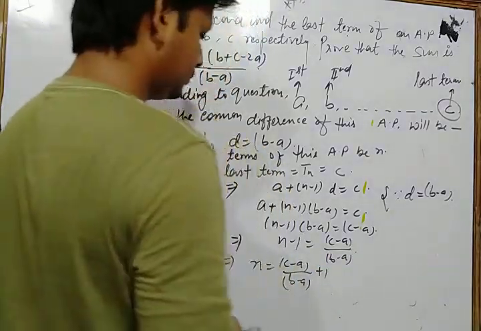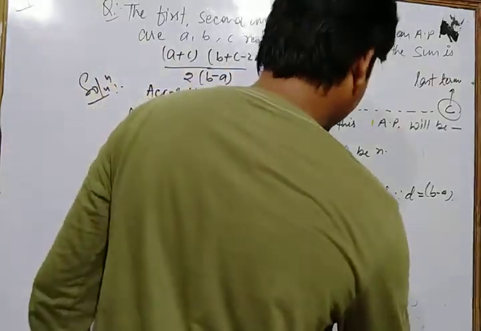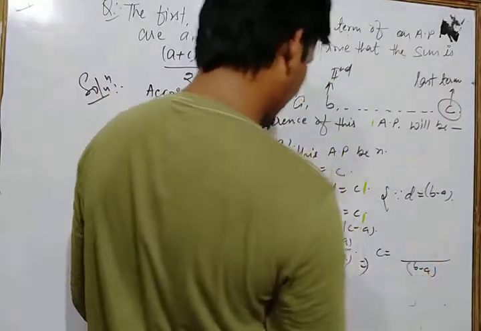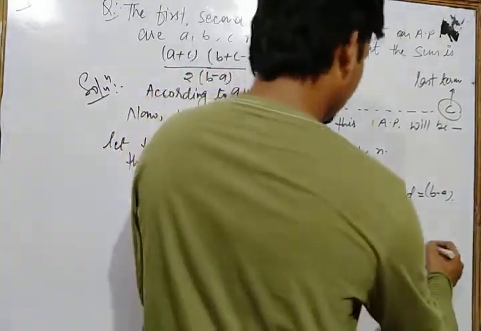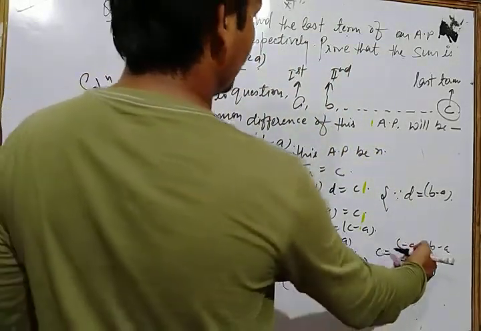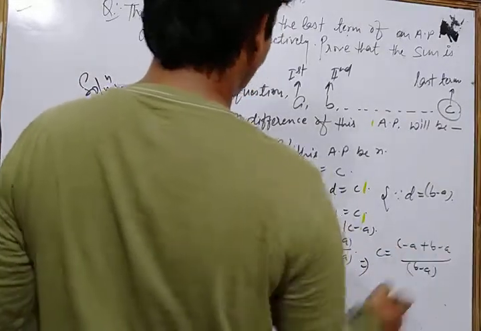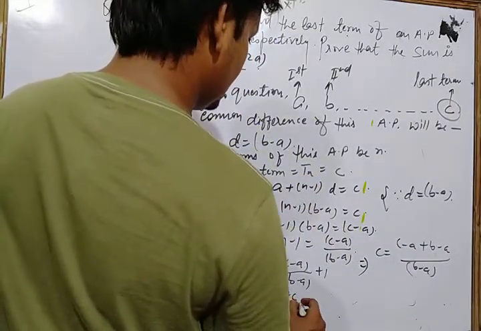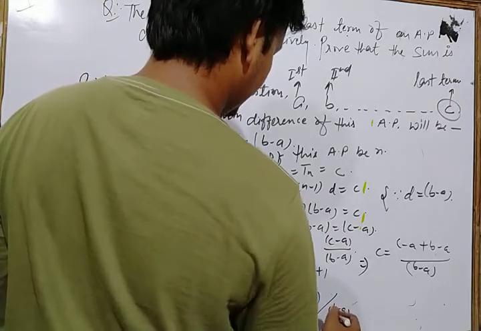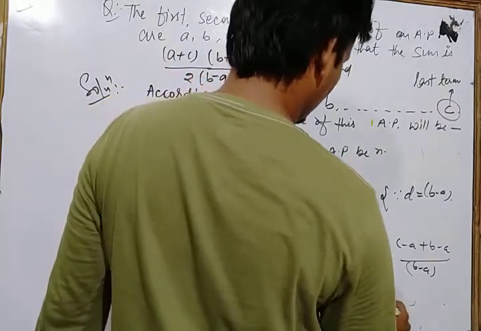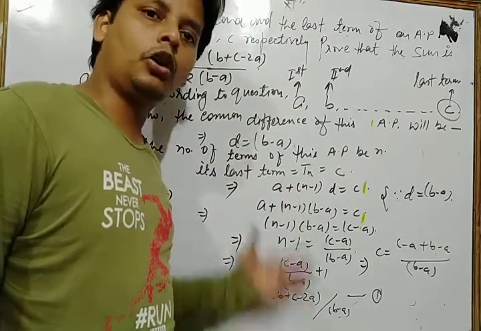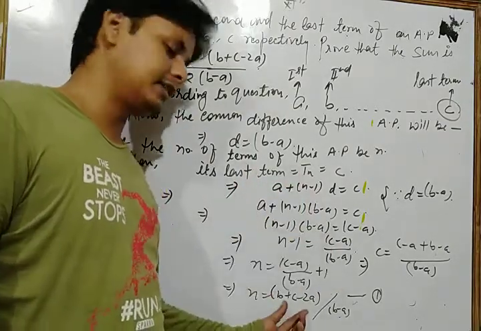Now we take the LCM as b minus a, then we have c minus a plus b minus a. So the value of n is b plus c minus 2a upon b minus a. Call this equation number 1. Dear students, in this way we get the value of n, meaning the total number of terms of this AP.